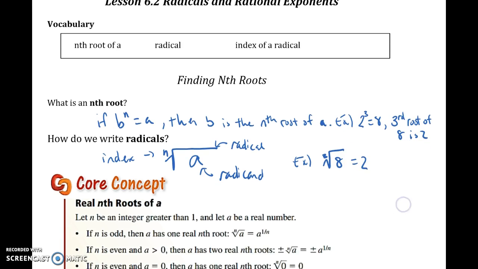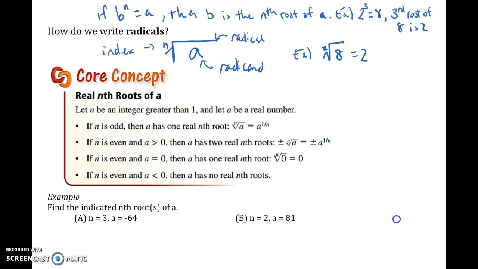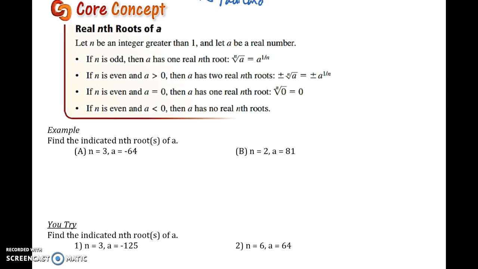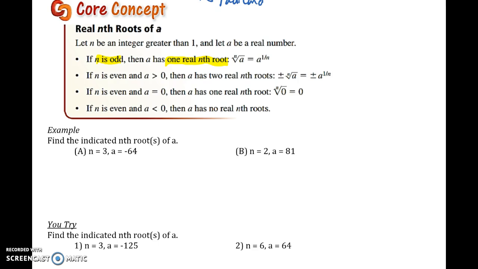Let's take a look at the core concept here: real roots of any number a. As long as n is greater than 1 and a is a real number, we have certain things happening. If n is odd, then we only have one real nth root. And notice that when we write our nth root, if you wanted to rewrite it as an exponent, it's going to be 1 over n. So that's kind of nice to know.